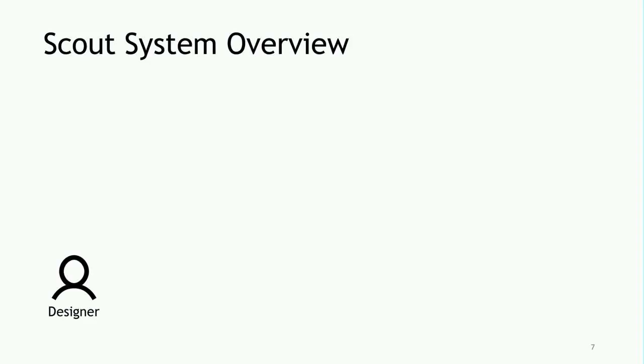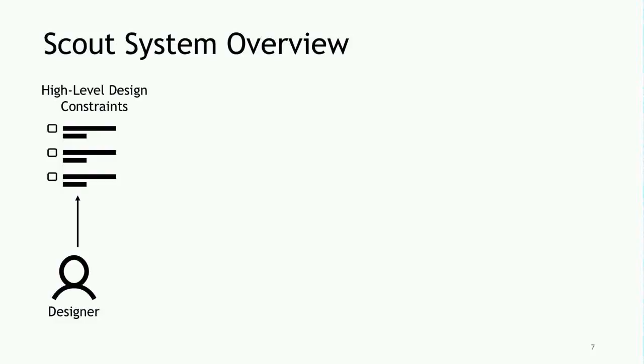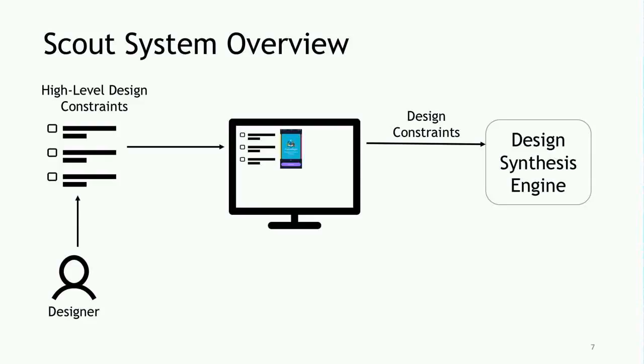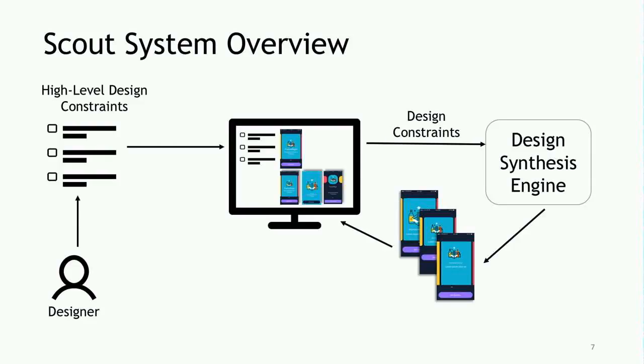So the high-level workflow of this system that we're working on building is that it starts with a set of high-level constraints, like the title text should be prominent. Using the Scout interface, designers will define these constraints and feed them into our design synthesis engine, which will produce a set of design variations.